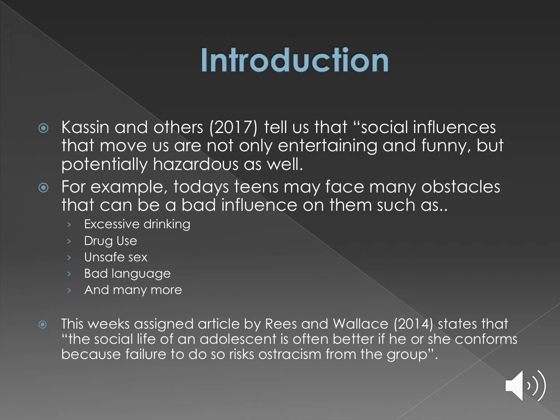Kaysen and others tell us that social influences that move us are not only entertaining and funny, but potentially hazardous as well. For example, today's teens may face many obstacles that can be a bad influence on them, such as excessive drinking, drug use, unsafe sex, bad language, and many more. We read an article this week by Rees and Wallace, and it states that the social life of an adolescent is often better if he or she conforms because failure to do so risks ostracism from a group.